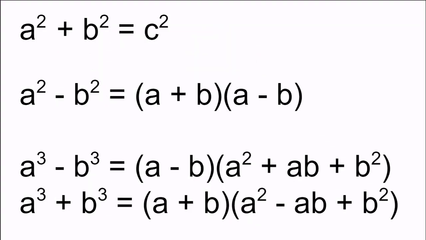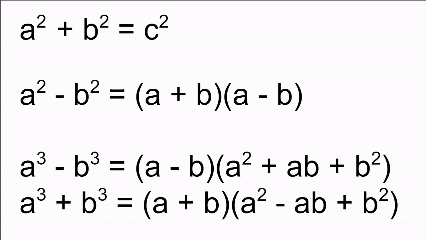And now let's look at the Pythagorean theorem. A squared plus b squared equals c squared. And underneath it are some factoring rules. So the first one is a squared minus b squared equals a plus b times a minus b. This is a difference of squares. So if we have two squared numbers that are being subtracted together, well, it would equal the two numbers added multiplied by the two numbers subtracted.